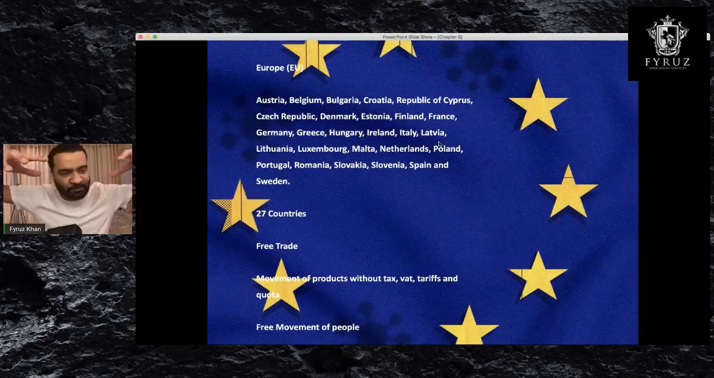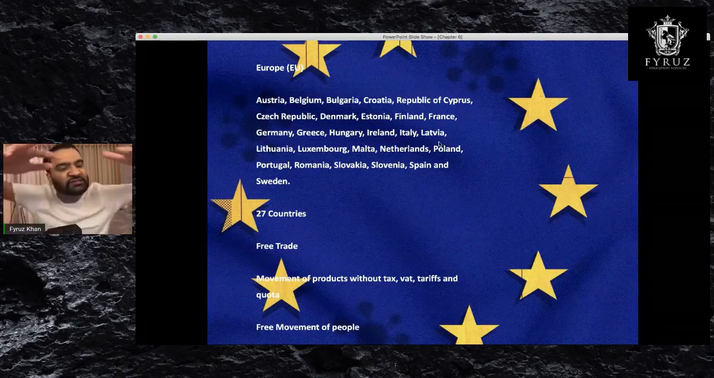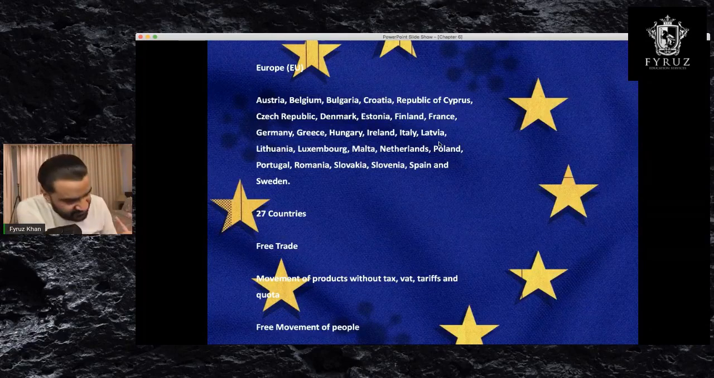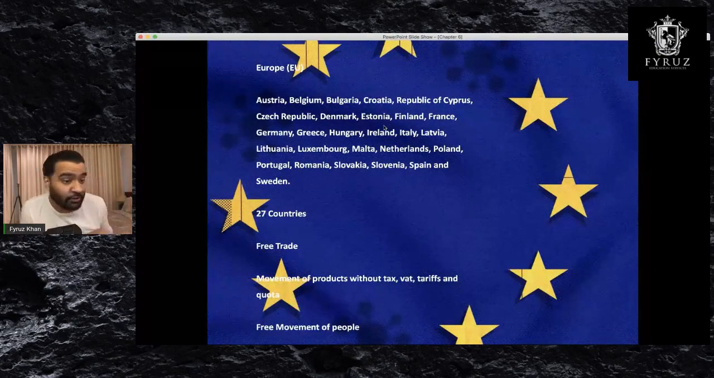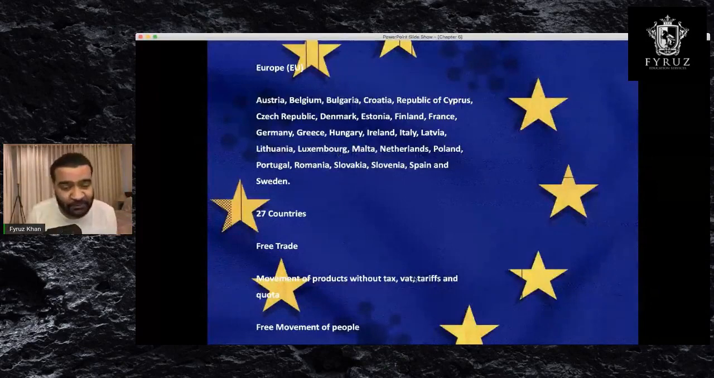So when you have a treaty like this, when all these countries come together, then things become easy. The movement of people is easy from one country to the other country. They can work, they can do businesses. You can use the same currency, right? You can sell your products without any tax, without any VAT, without any tariff. So that's why EU was formed.